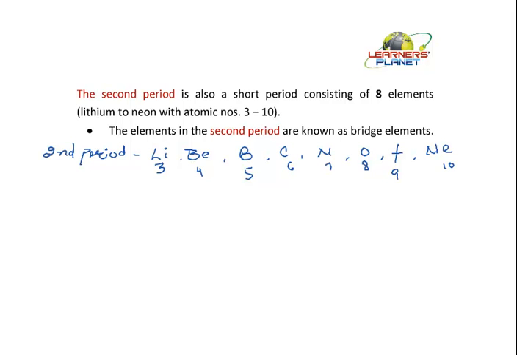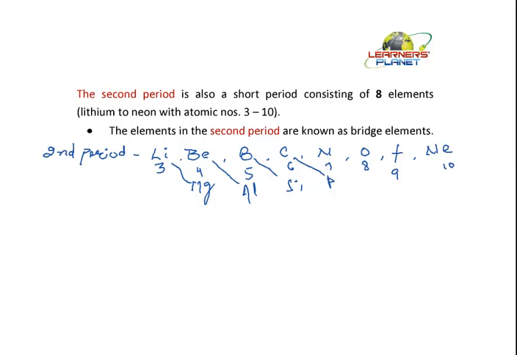Now these are called bridge elements. Why are they bridge elements? Because of the diagonal relationships. That is, lithium has similar properties to the next element in the next group, that is magnesium. Beryllium has similar properties to aluminium. Boron has similar properties to silicon. Carbon has a similar property to phosphorus. So this is called what? Diagonal relationship. That is, they are diagonally similar in their chemical properties. So these are also known as bridge elements.